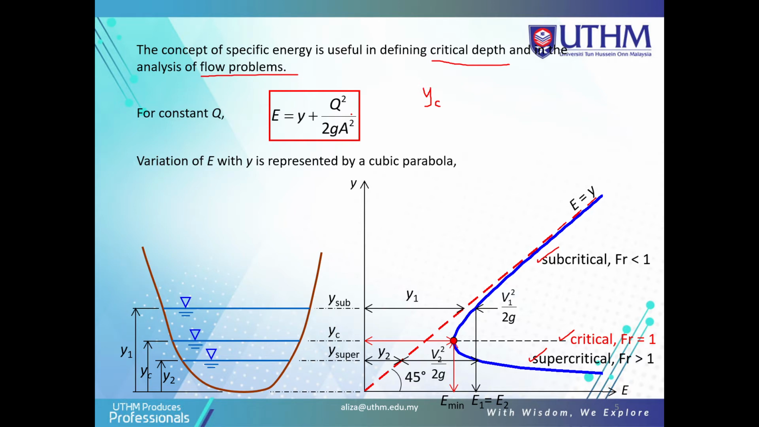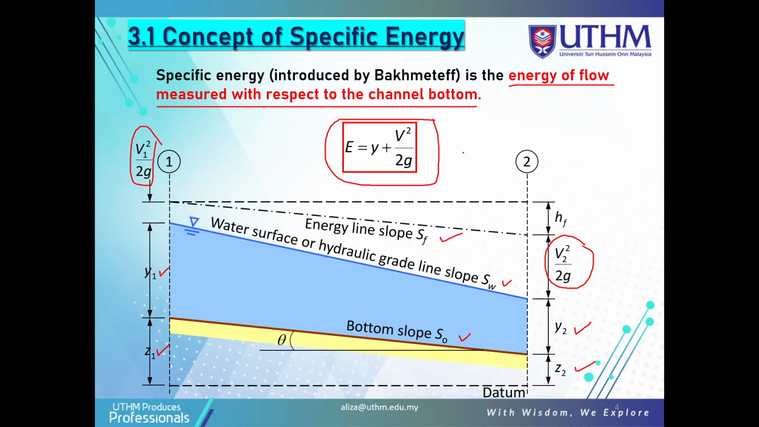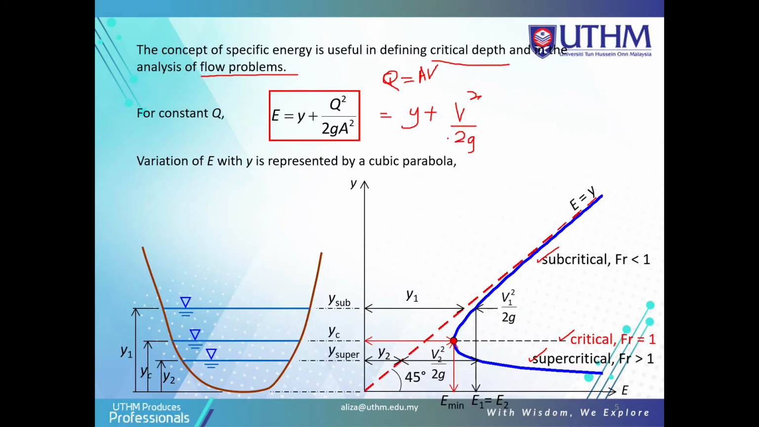Specific energy E is equal to y plus Q squared over 2gA squared. Actually Q is equal to AV, so you just put the Q in the V squared over 2g term. It is actually the same as y plus V squared over 2g, as in the previous formula, so you can change between the two formulas.